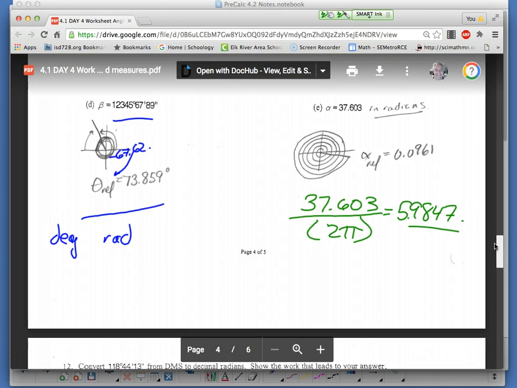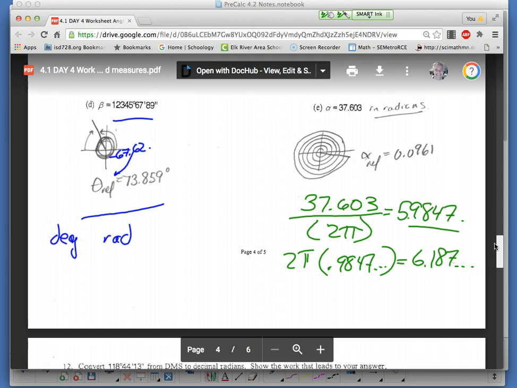For 0.9847 times 2 pi, I get 6.187. You okay with this so far? It's almost a 6th revolution, right? It's almost 0, except it's not. So I'm short. I know a full revolution is 2 pi.